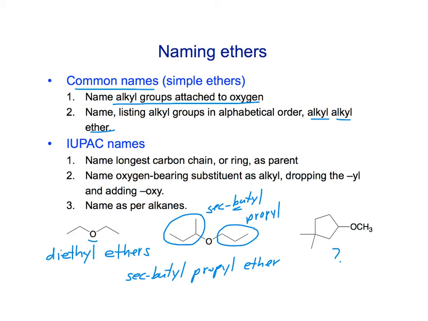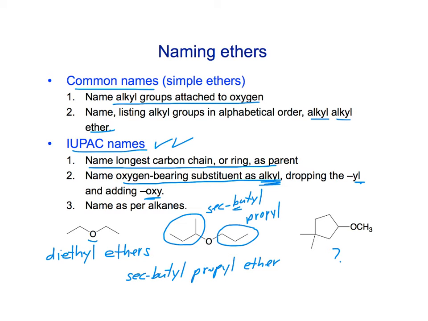But if we get a slightly more complex structure, this gets a little bit more difficult. So we're going to go on to IUPAC naming. And remember, this is what we want to be able to do for exams. This just builds on what we've done before. We're going to name the longest carbon chain or ring. And we're going to then name the oxygen-bearing substituent as an alkyl, but then we're going to drop the YL and add oxy.